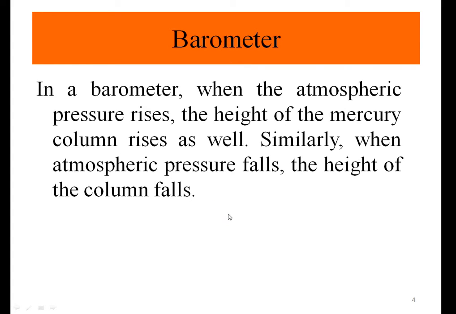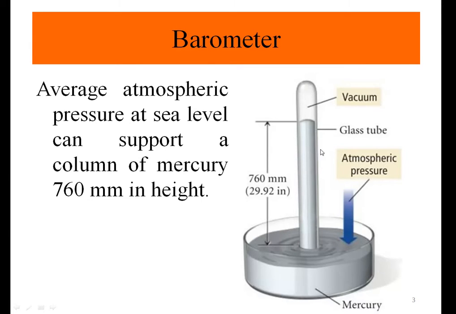So in a barometer, when the atmospheric pressure rises, the height of the mercury column rises as well. Similarly, when atmospheric pressure falls, the height of the column falls. So as you see here, the height of this liquid column goes up and down depending on what pressure we have for the gas or for atmospheric pressure. So if it goes higher, it means that this pressure is higher. If the height of this column reduces, it means that the pressure is lowering.